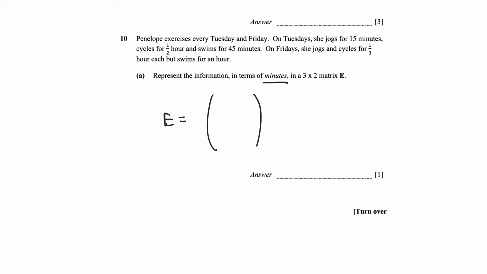So 3x2 means 3 rows, 2 columns. Okay, if it's 2 columns, then most likely we're going to have Tuesday and Friday here, right? And then the 3 rows can be what? Jogging, cycling, and swimming. So jogging, cycling, and swimming over here.